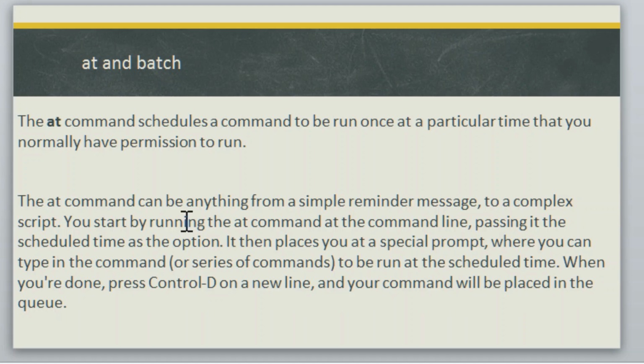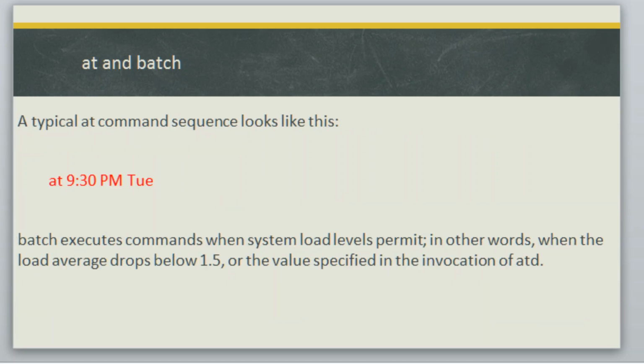The at command can be anything from a simple reminder message to a complex script. You start by running the at command at the command line, passing it the scheduled time as the option. It then places you at a special prompt where you can type in the command or series of commands to be run at the scheduled time. When you're done, you hit Control D on a new line and your command will be placed in the queue. So a typical command sequence is going to look like this below. So we say at 9:30 p.m. on Tuesday, and then we run a certain command.